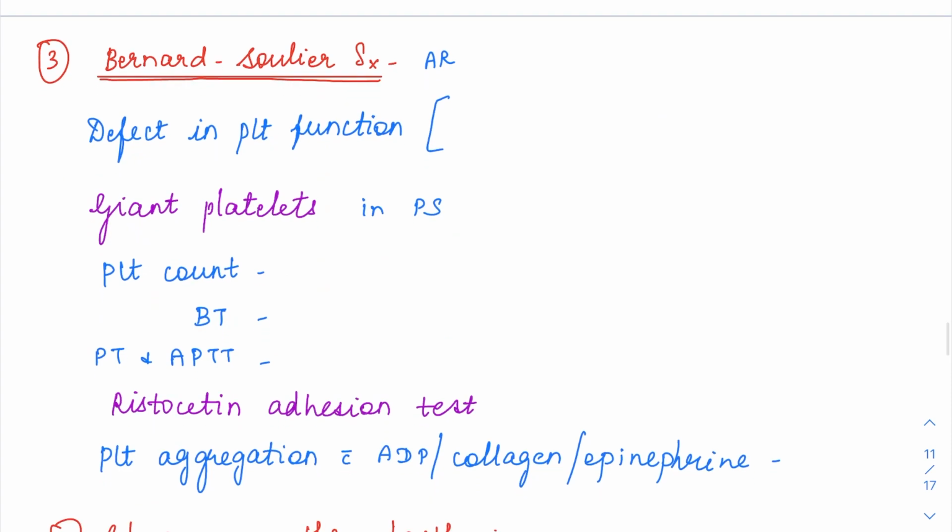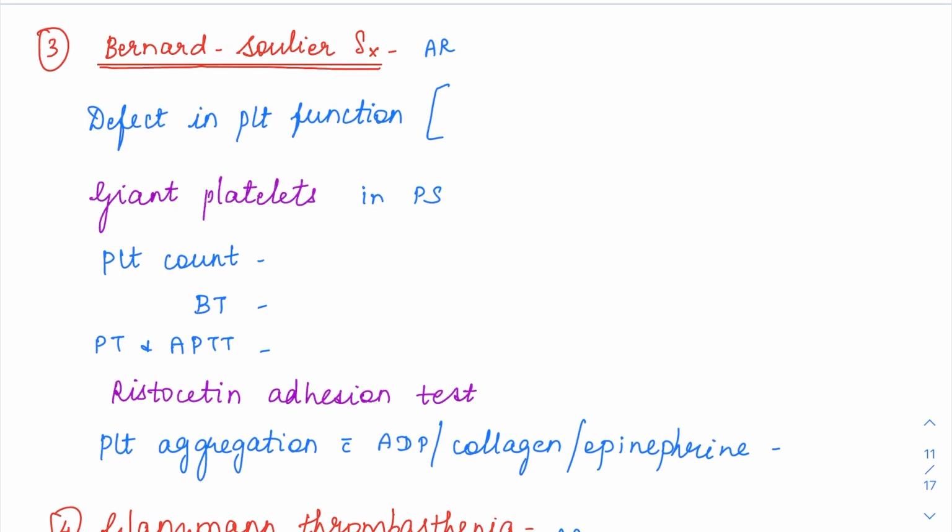So now we had seen about the platelet number deficiency, which is leading to bleeding disorder. Now let's move on to the platelet function defects which are causing the bleeding disorder. So the first one will be Bernard-Soulier syndrome. It is an autosomal recessive condition in which the defect is there in the glycoprotein 1b9.